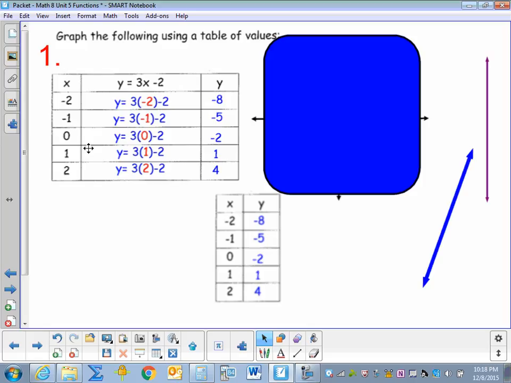Now we're going to plot these 5 points. We're going to use the x values, or the domain, and the y values, or the range. And we're going to plot the points -2, -8, -1, -5, 0, -2, 1, 1, and 2, 4. So go ahead and plot those 5 points.